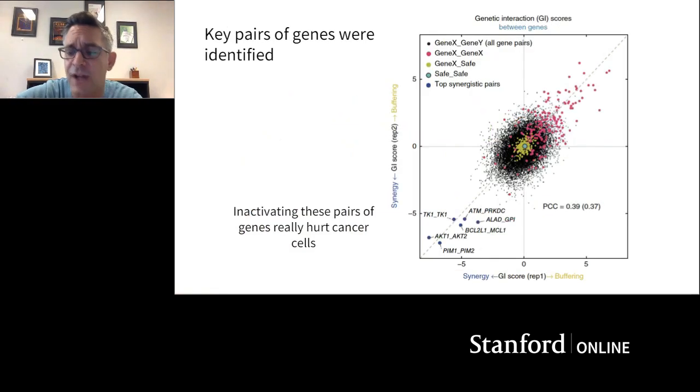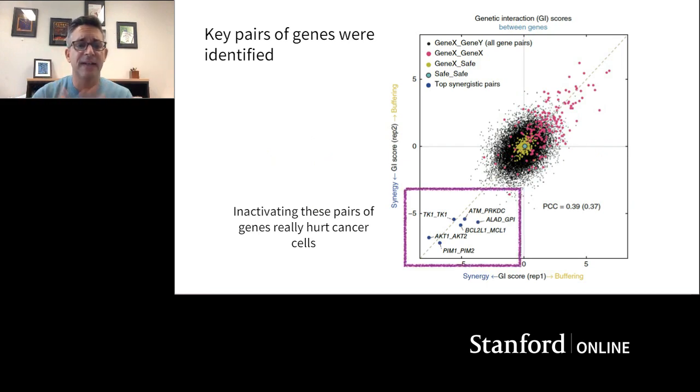This is a plot from their paper, but the important part to look at is really down here. These are the pairs of genes that when you inactivate them really hurt this cancer cell line. And I want to highlight one, which I'm going to show a little bit on the next slide, but it's this BCL2L1 and MCL1. These are important proteins that normally keep the cell alive, but it appears that if you inactivate both of them here, you really have a huge impact on probably killing these cancer cells.